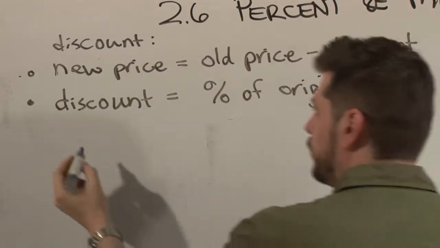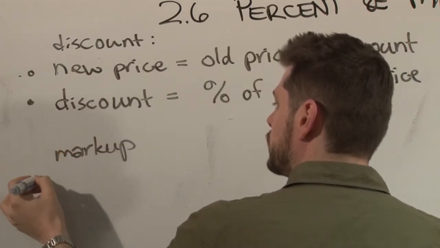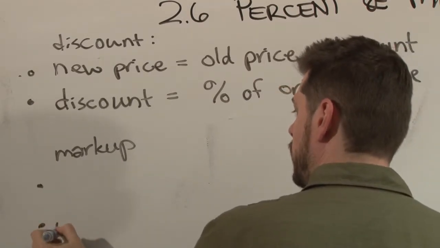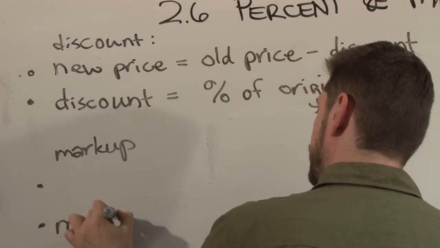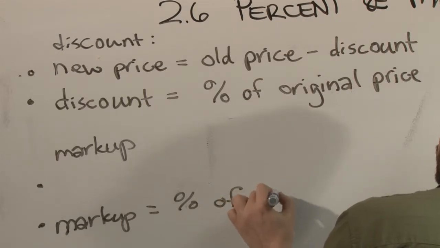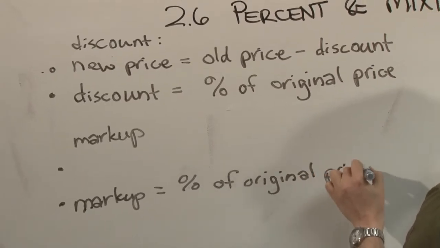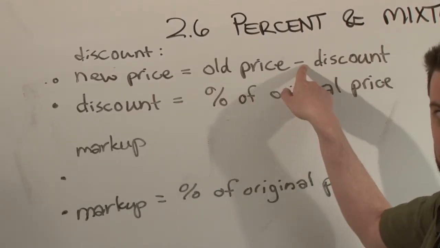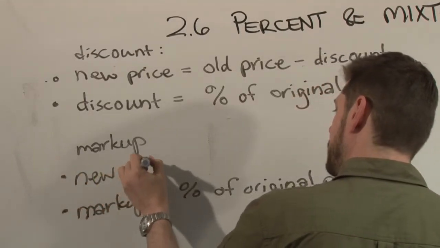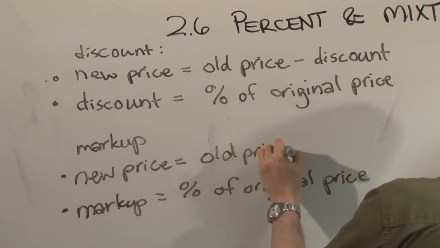All right. For a markup, we use the same kind of ideas, only we make one important distinction. Markup is still a percentage of the original price. And you guys are probably already there with me. But we're marking it up. We're adding it on. So instead of subtracting it, we're going to be adding it to. So the new price of a markup equals the old price plus our markup.